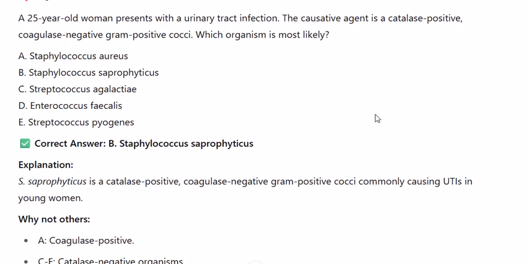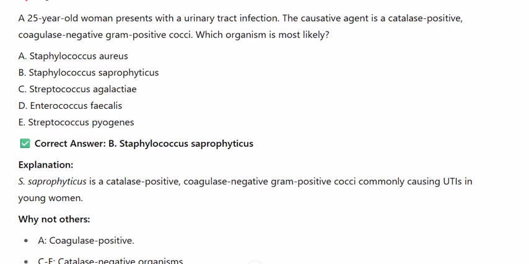Question 6. A 25-year-old woman presents with a urinary tract infection. The causative agent is a catalase-positive, coagulase-negative gram-positive cocci. Which organism is most likely? A. Staphylococcus aureus, B. Staphylococcus saprophyticus, C. Streptococcus agalactiae, D. Enterococcus faecalis, E. Streptococcus pyogenes. Correct answer: B.